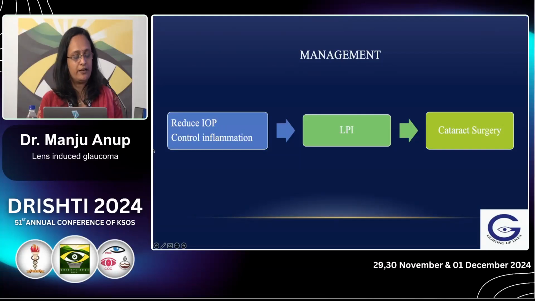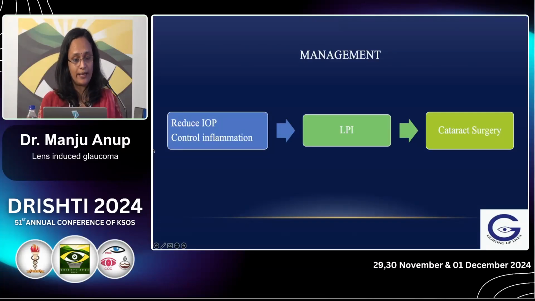Management: reduce the intraocular pressure and control inflammation as the first line. Once you control the IOP and inflammation to some extent, LPI should be tried, and later you may end up doing a cataract surgery. Parasympathomimetic agents should be used with caution since they can precipitate pupillary block.